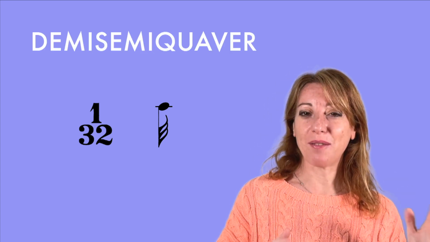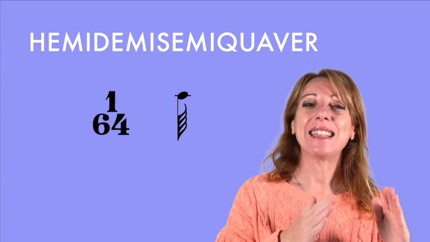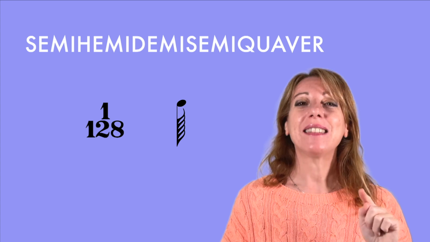Now, I'm not going to draw anymore because I'm an awful drawer. But you can understand that the next value is 1/32. And the name of this value is the demisemiquaver. It has 3 flags and it's very short. After the demisemiquaver, we have another value that lasts 1/64. It's called the hemidemisemiquaver. And I bet you don't know that there is another value that is shorter than that and is 1/128. It is called the semihemidemisemiquaver. So long.